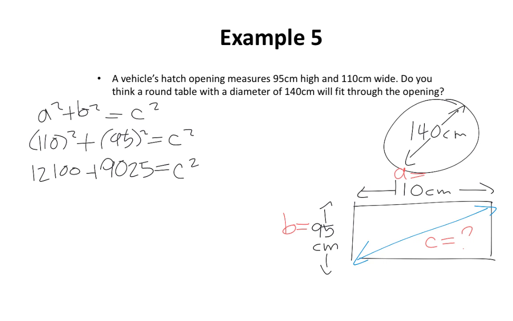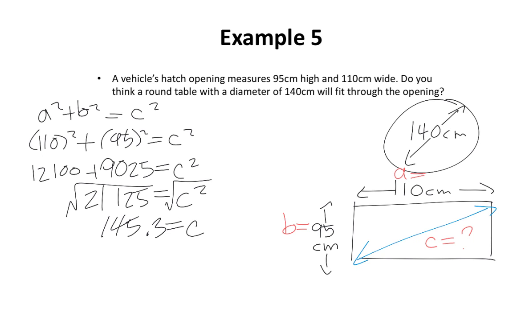So let's simplify some of these numbers. So let's add 12,100 and 9,025 together, and you are going to get 21,125. That's going to be equal to c squared. But we don't want to figure out what c squared is equal to. We want to figure out what c is equal to. So to get rid of the square, we have to square root both sides. So you're going to have to throw that into your calculator, and you're going to get approximately 145.3. That's going to be equal to c.